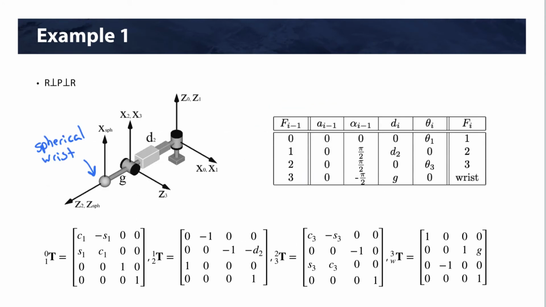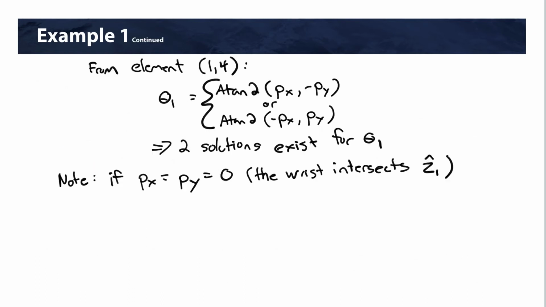All right, so if px equals py equals 0, that means our wrist center has to be in line with Z1. So it's going to be folded back, and our wrist is intersecting joint 1. So what that means then is for joint 1, there's an infinity of possible solutions, because as we spin joint 1, that wrist center won't move. It's intersecting that axis, the arm will just spin around, but that joint center won't move.